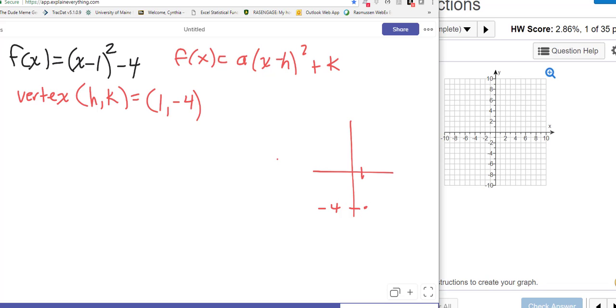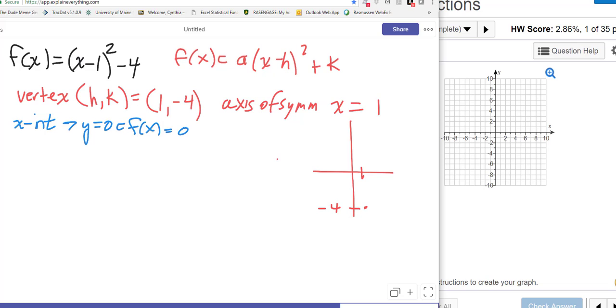All right, and of course the axis of symmetry would be at x equals 1. So it'd be nice to find some intercepts, the x-intercept and the y-intercept. You find the x-intercept when y equals 0, or in this case, f of x equals 0. So go back up here, let f of x equal 0, and then solve this for x.